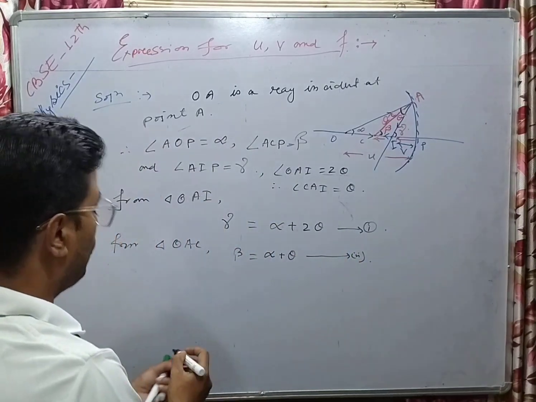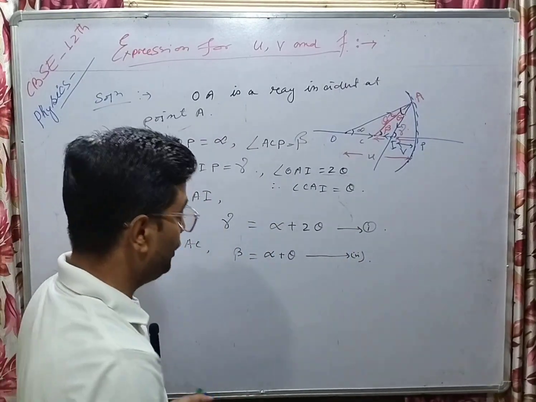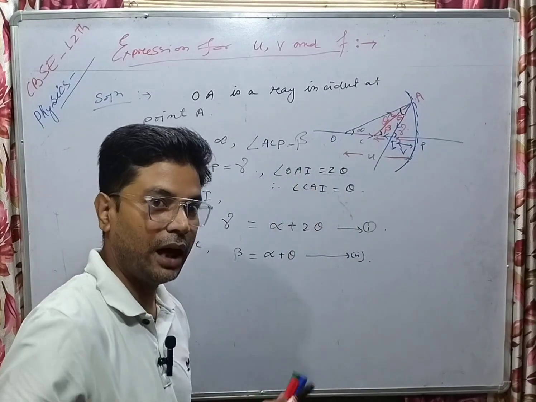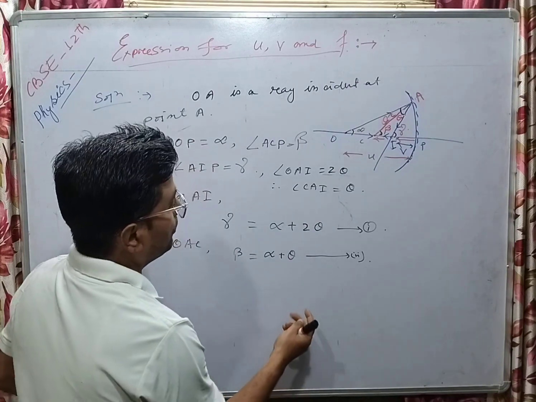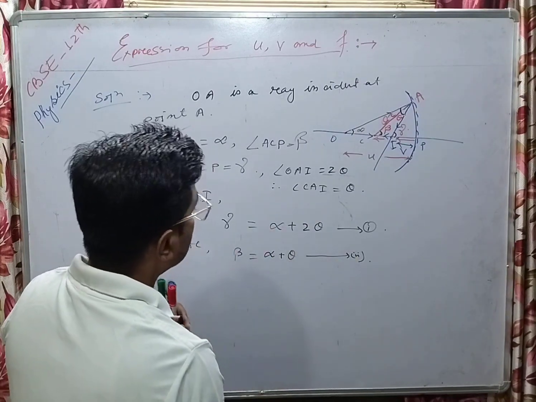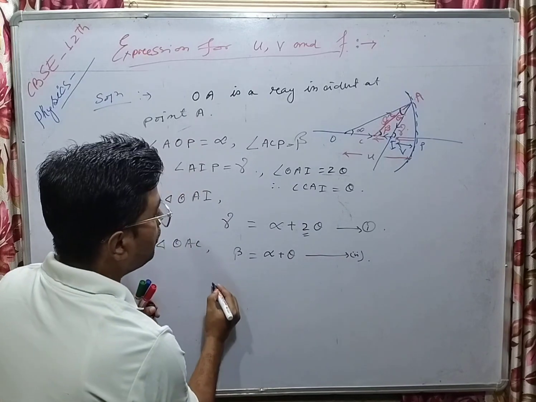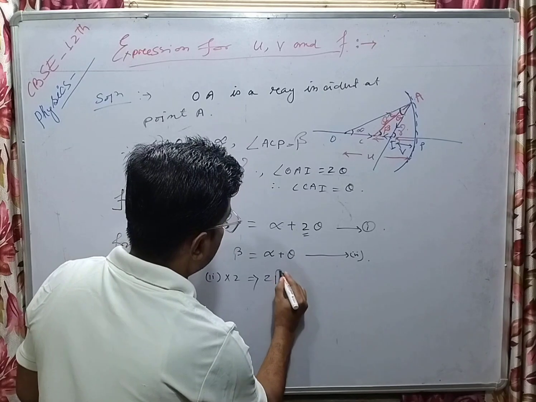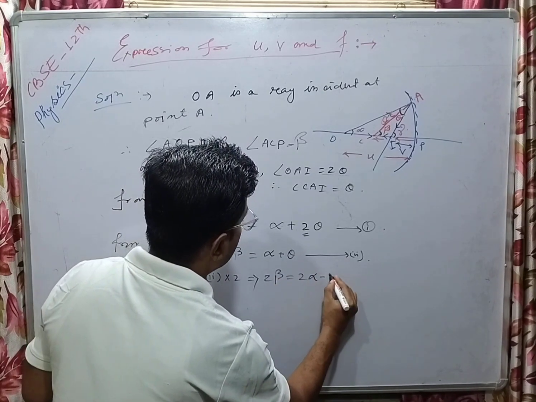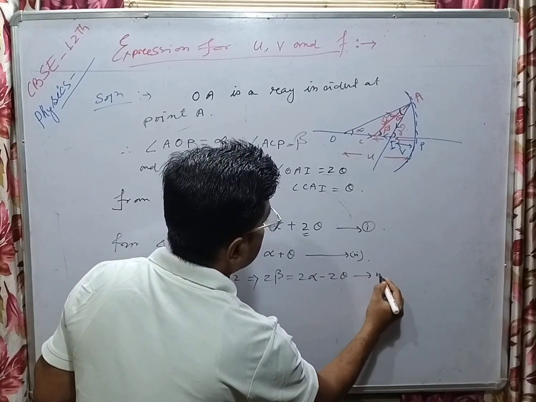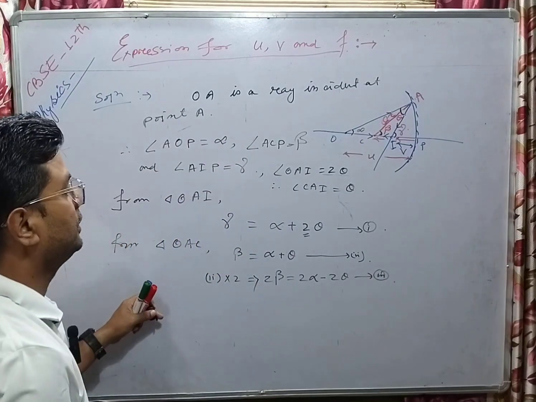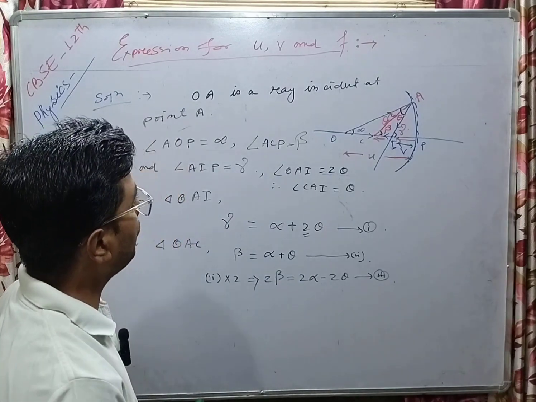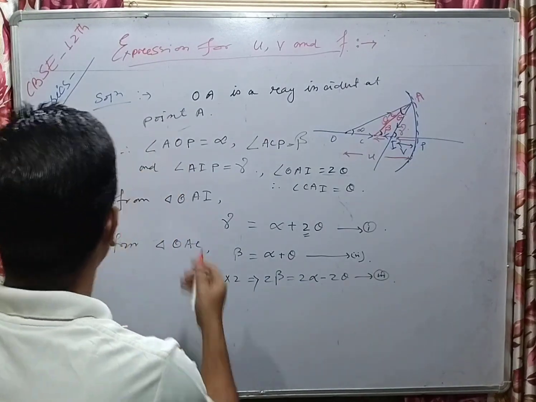Now what I will do, I am going to eliminate theta from these two equations. How can I do this? I am going to multiply equation number 2 by 2. Equation 2 into 2 implies twice beta is equal to twice alpha plus twice theta, and this is equation number 3. Students, listen carefully. This is very interesting and this is very, very important also.